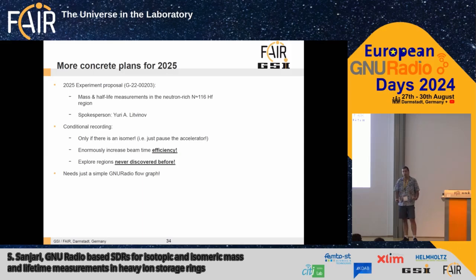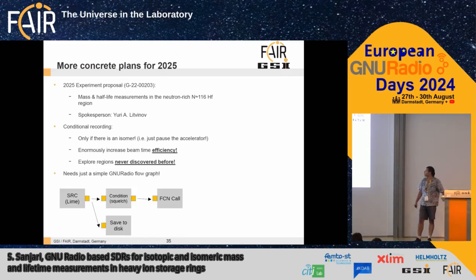So we want something that, as soon as we see the isomer, we should stop the accelerator. I said, okay, fine. And they said, what? Stop the accelerator? We have never done that before in the last 50 years of GSI. To look at the spectra on the fly, and if you find something, you stop the accelerator to continue measuring it. So basically, it's a very, very simple GNU Radio graph.